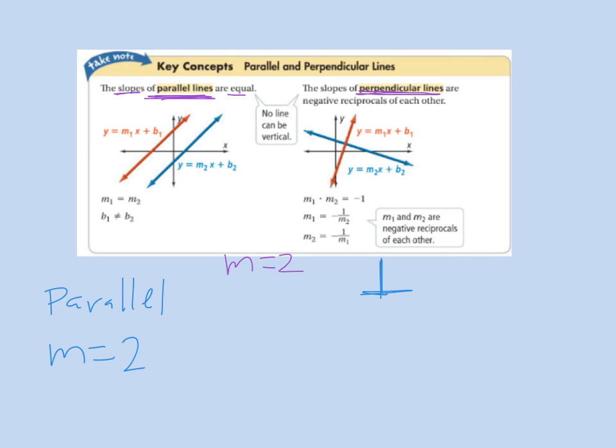Perpendicular lines, that's a symbol for perpendicular, would have a slope that's opposite. So the opposite of 2 would be a negative 2, and reciprocal. If 2 is written as a fraction, it would be like 2 over 1. So reciprocal would be 1/2.